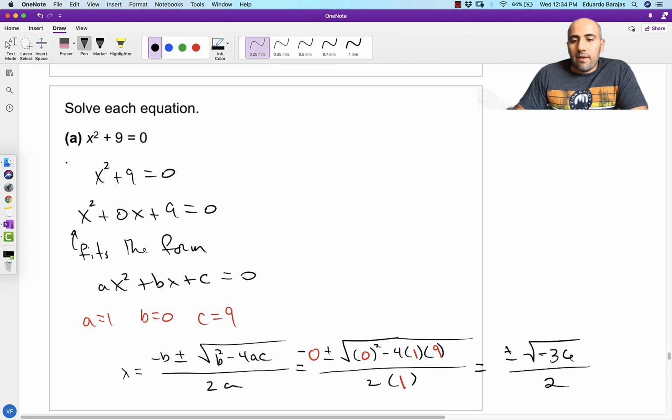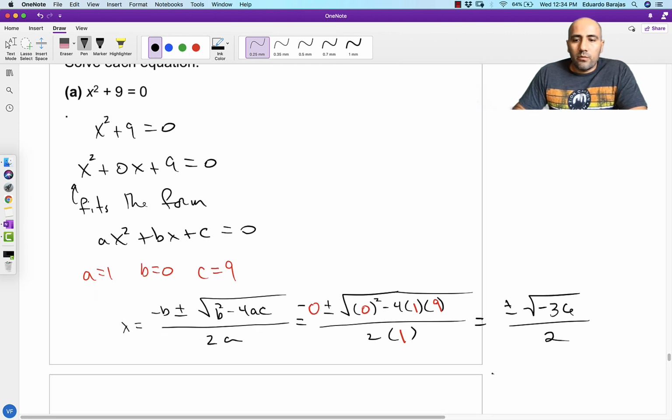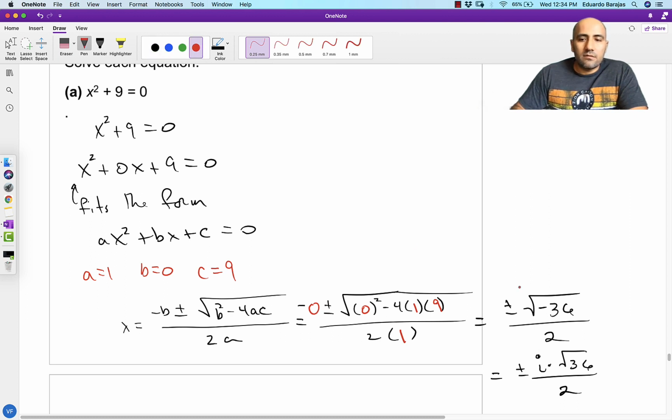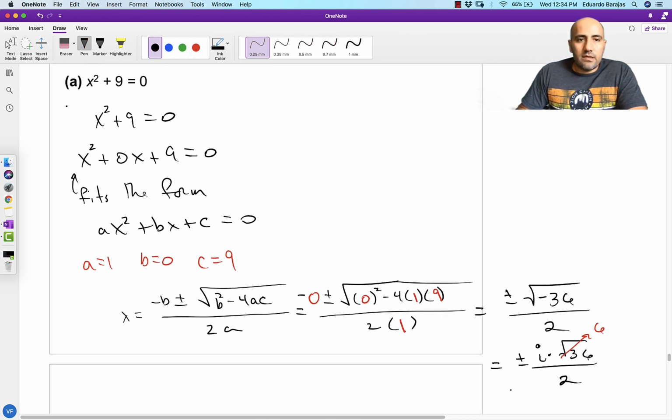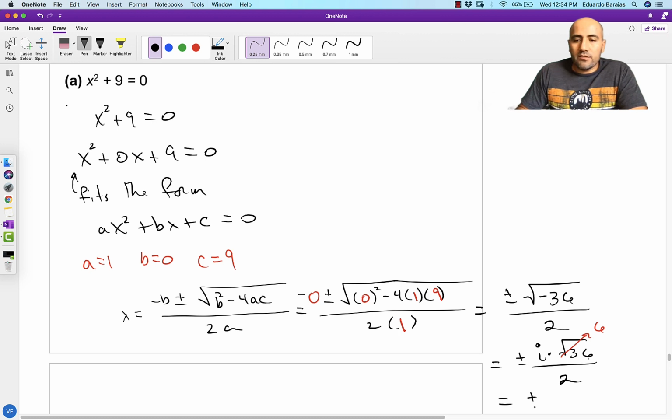And then we deal with that minus in there by pulling out an i, and so we end up with plus or minus i times the square root of 36, all over 2, and the square root of 36 is just going to be 6. So after all that work, we see that this is really just going to be plus or minus 3i.